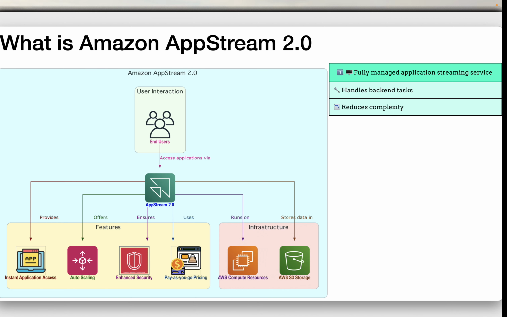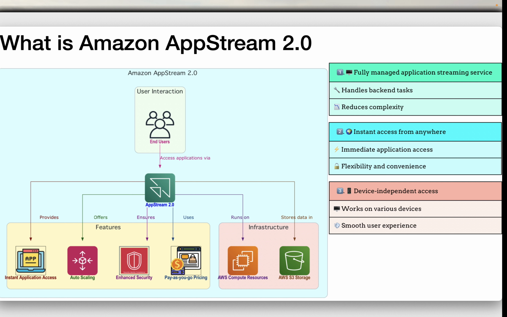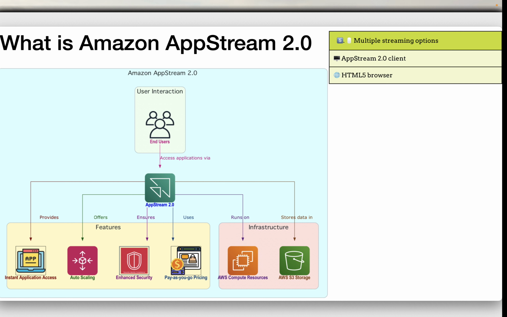Amazon AppStream handles all backend tasks for streaming desktop applications, reducing complexity for users. Users can access their applications immediately from any location, offering flexibility and convenience. The service works on various devices, providing a smooth experience similar to locally installed apps. AppStream 2.0 simplifies app management by maintaining a single version of each application, ensuring users always have the latest version.